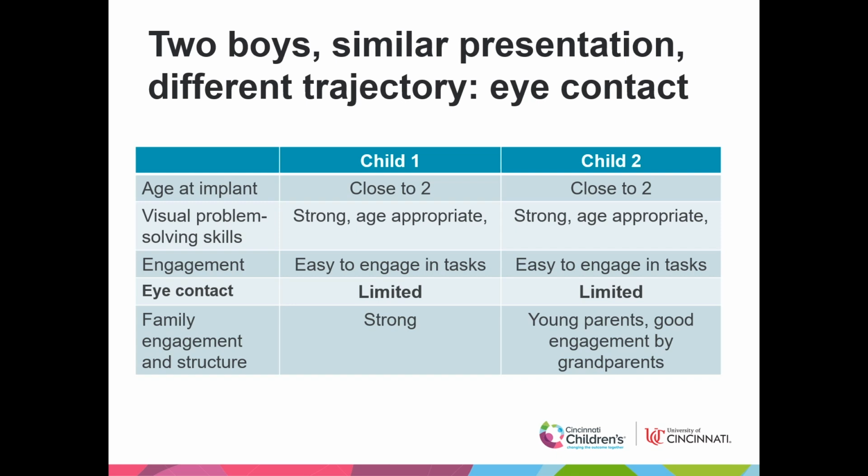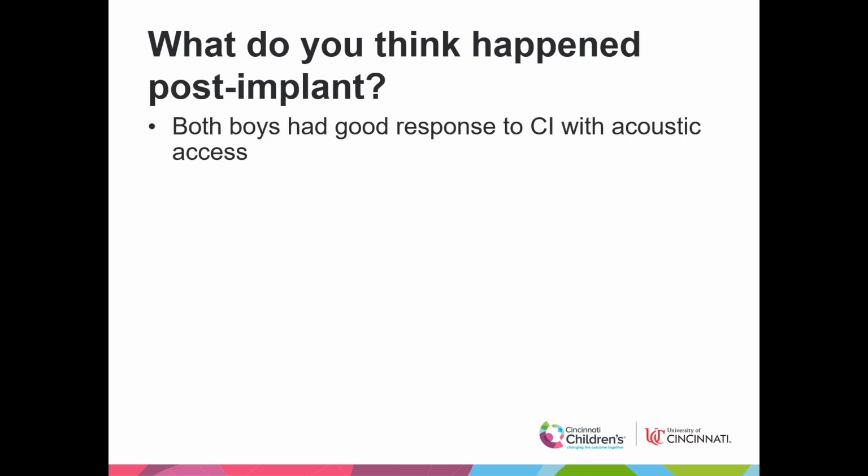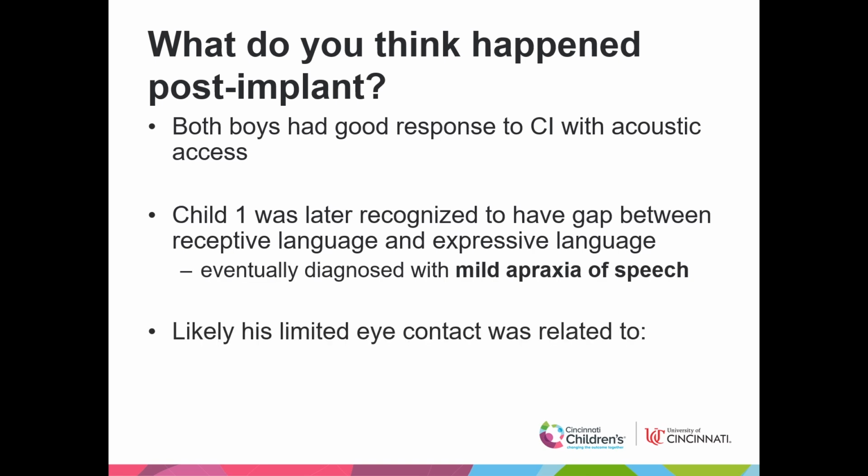They both did great on visual problem solving skills. Their engagement in what I was doing was easy. They were transitioning well. Neither one gave me good eye contact. When I look back at my notes, they really weren't looking up to me. Family engagement was good in both families, really. The one family had a lot of engagement by grandparents, and so that seemed to be strong. So both did well with their implants with acoustic access.